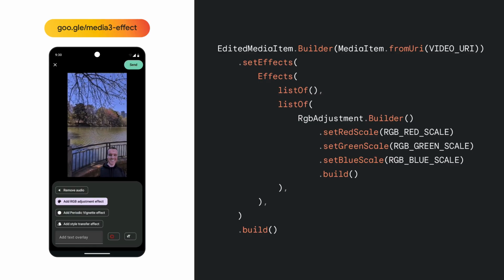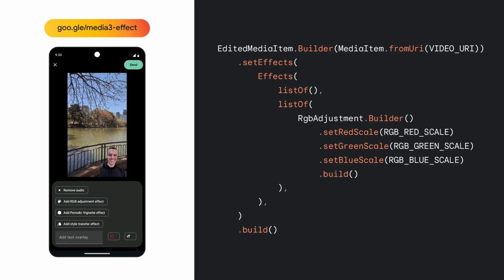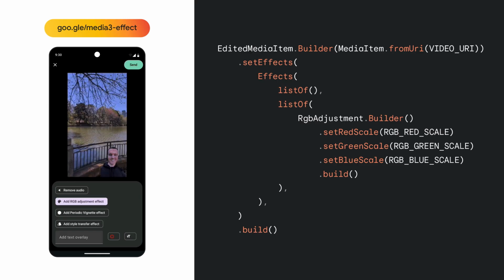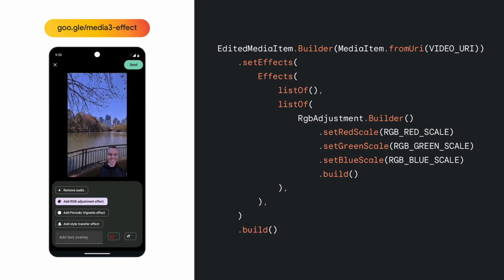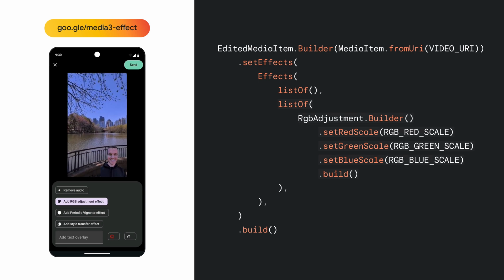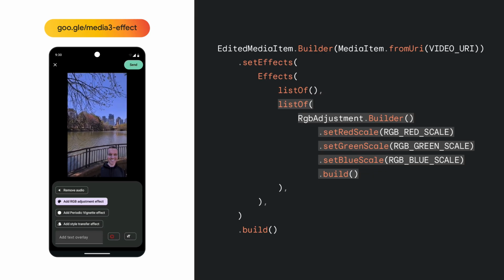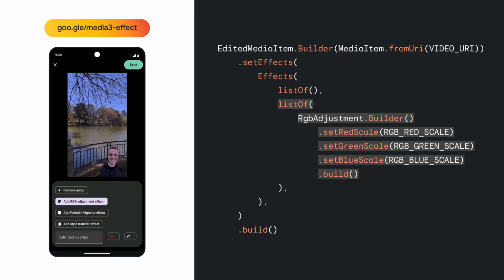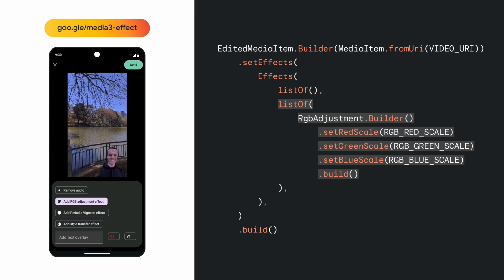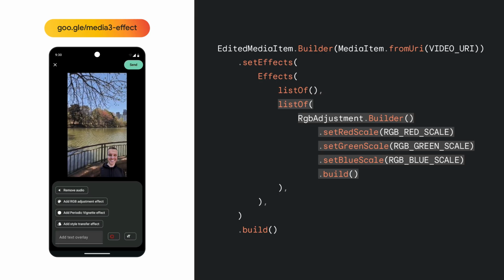Let's see a practical example of applying a built-in effect. On the left, you can see a video clip with an RGB adjustment effect applied. And here on the right, you can see the code snippet that achieves this effect using Media3. We start by creating an EditedMediaItem from our video URI. Then, we use the setEffects method, passing in an Effects object. Within this object, we specify that we want to apply an RGB adjustment effect. This simple code is all it takes to enhance the visual appeal of our video using built-in effects. For a full list of built-in effects, follow the short link presented on the screen.